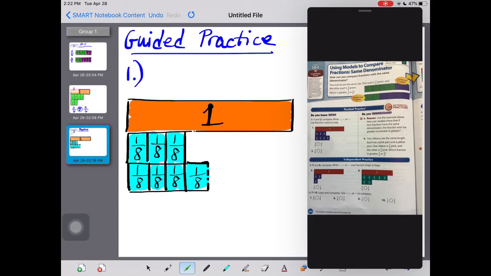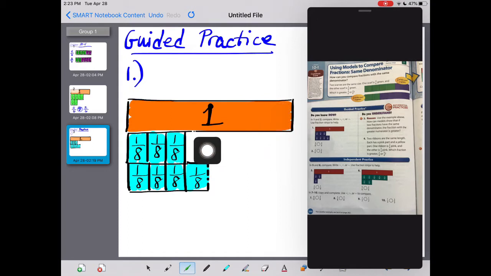Okay, let's take a look at number 1 for our guided practice. So let's do this together. We are going to be comparing two separate fractions to see which is greater. Now, here we have the whole number 1 right here, the entire candy bar, the entire scarf, whatever you want to say the entire thing is.